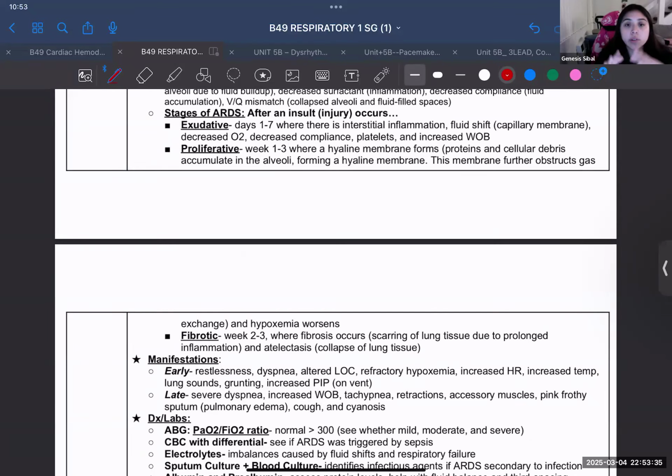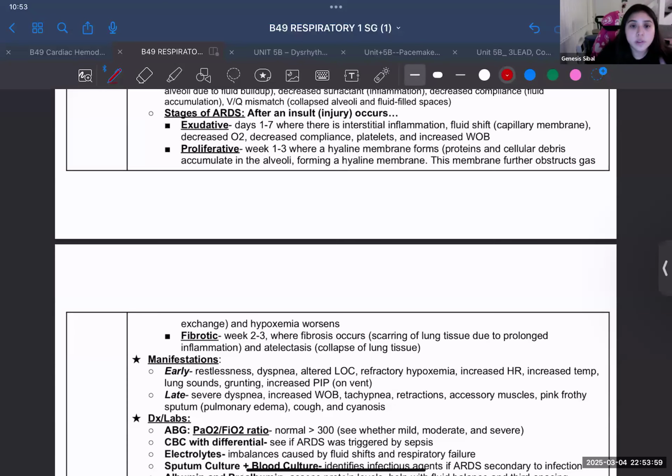In terms of the stages of ARDS, after the first insult or injury occurs, you have 3 different stages. The first stage lasts 1 to 7 days, and that's where you have inflammation of the capillary membrane with fluid shifting, decreased O2, decreased compliance, platelets, and increased work of breathing. This all makes sense because it's starting off, right? You're going to have that inflammation and that fluid shifting.